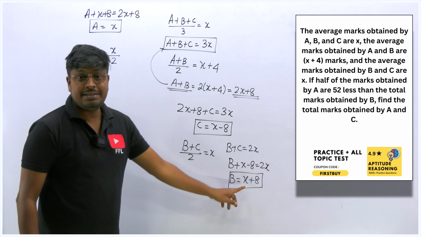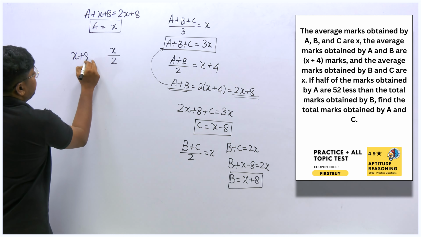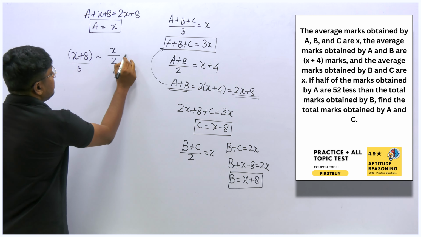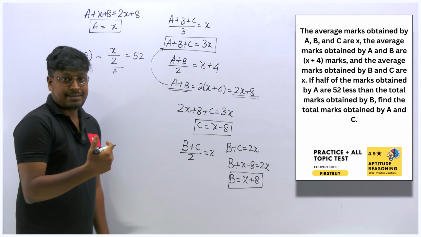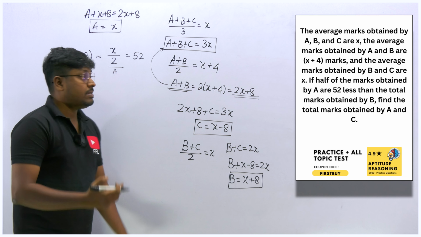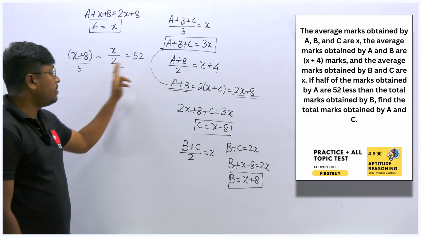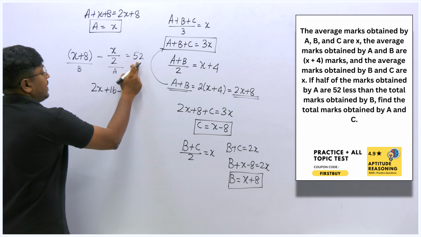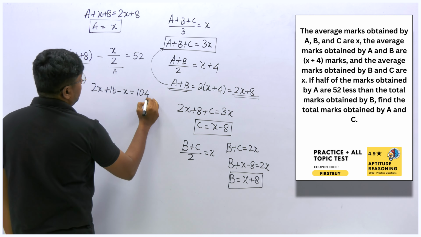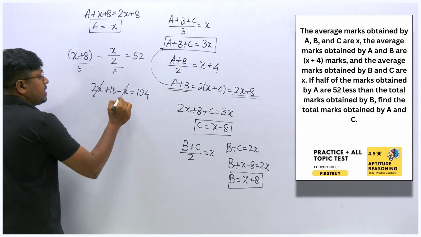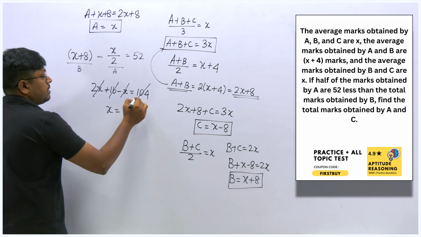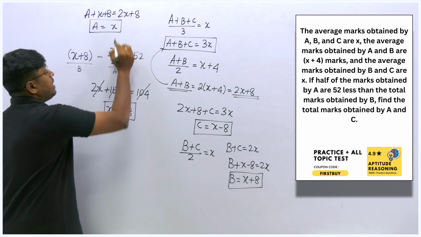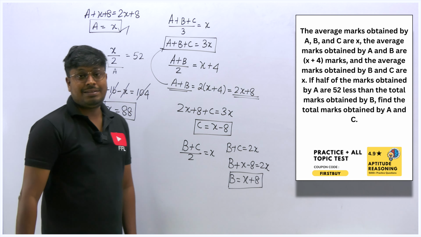The total mark obtained by B is X plus 8. So X plus 8 will be the total mark obtained by B, and half of the mark of A, where the difference will be 52, because it is 52 less, right? If it is 52 less, that means the difference between both values will be 52, right? So 2X plus 16 minus X is equal to 52 into 2, which will be 104. So now 2X minus X will be X, and 104 minus 16 will be 88. So we can say that the value of X will be 88.